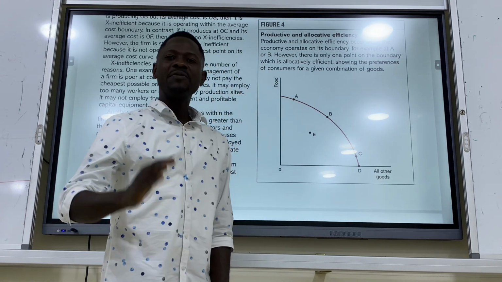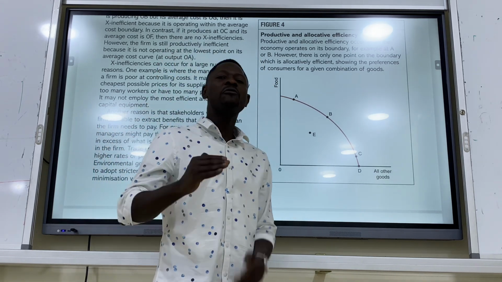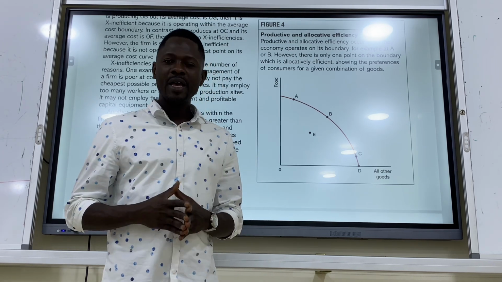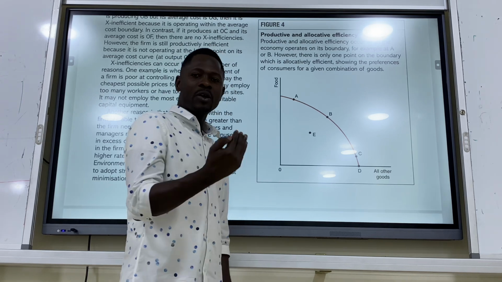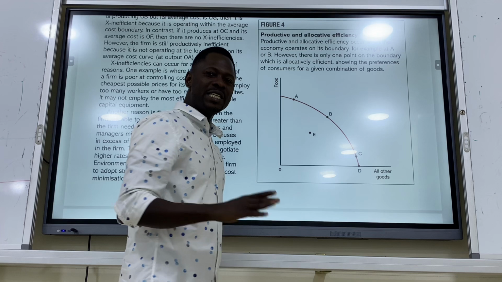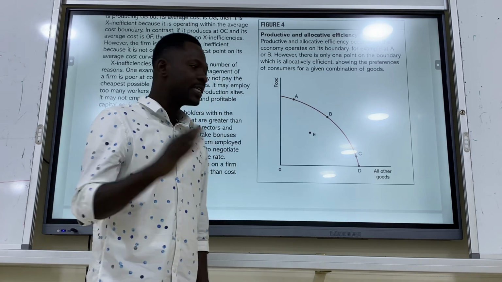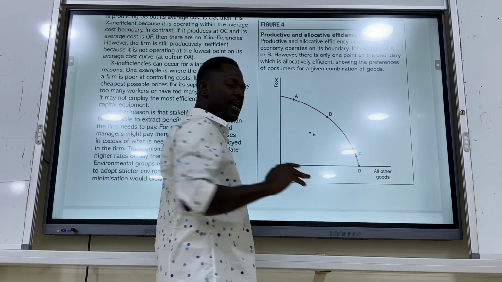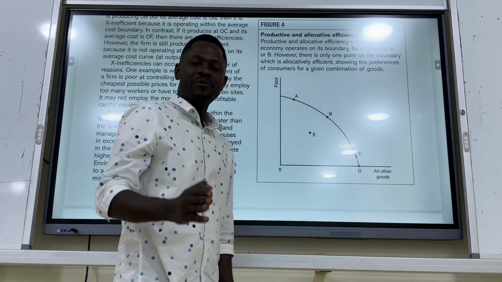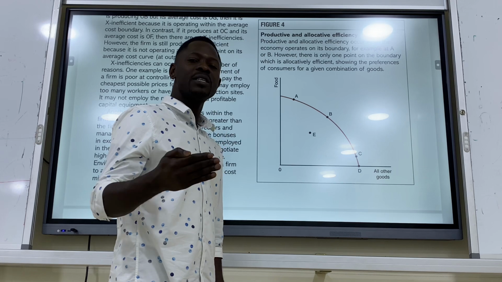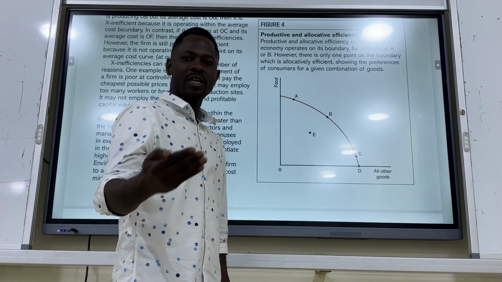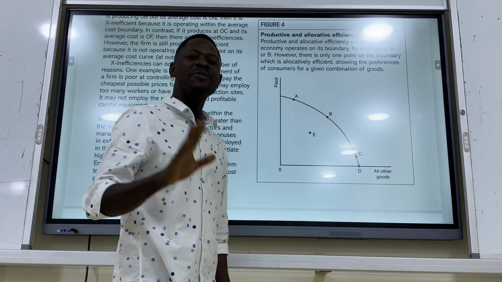But when it comes to productive inefficiency, it means the economy is not fully utilizing its resources. It means the resources are not fully employed. And that is only where we have it operating at point E. So point E will bring about productive inefficiency. Get it? A, B, C, D are all productive efficient. Point E is productive inefficient because the economy is not producing to its full capacity. That means some resources are not utilized or employed. That is point E. That is what productive efficiency is.